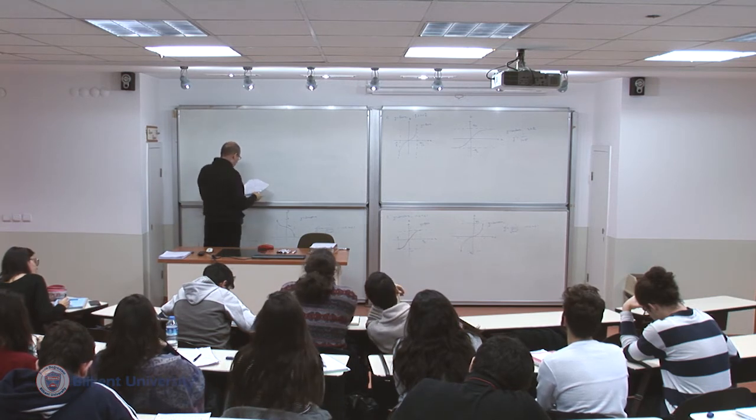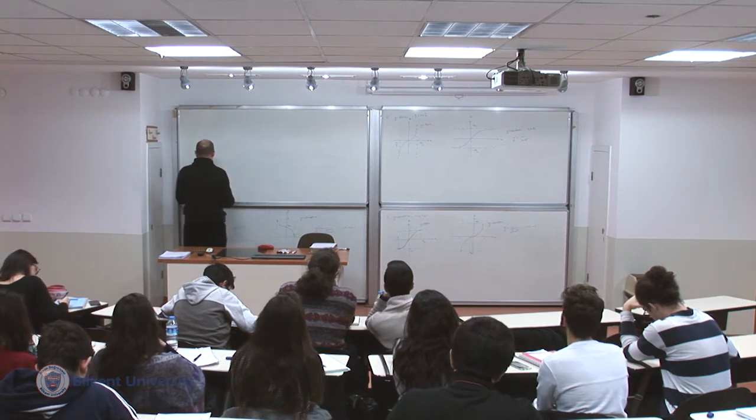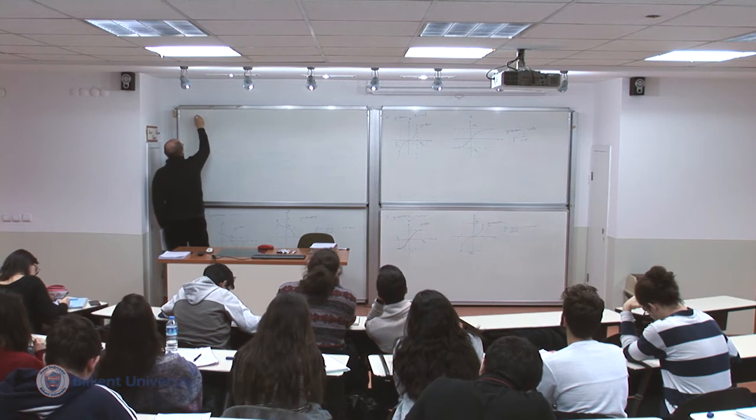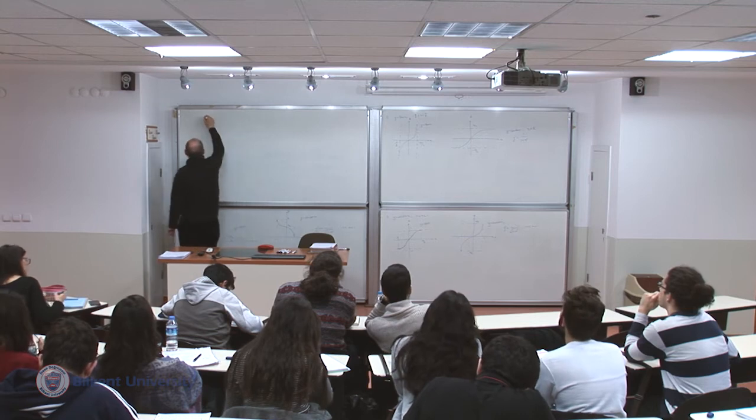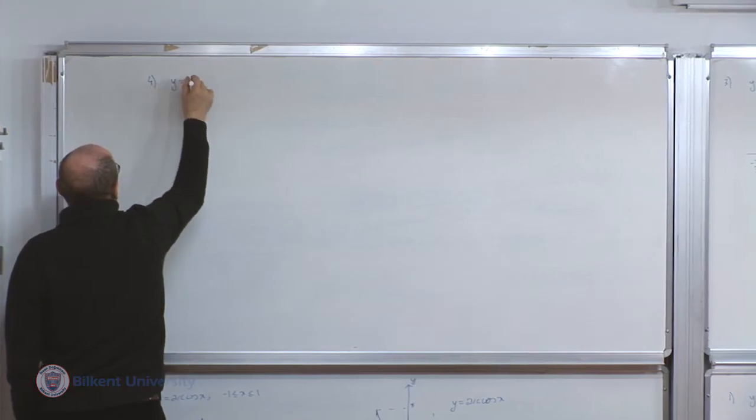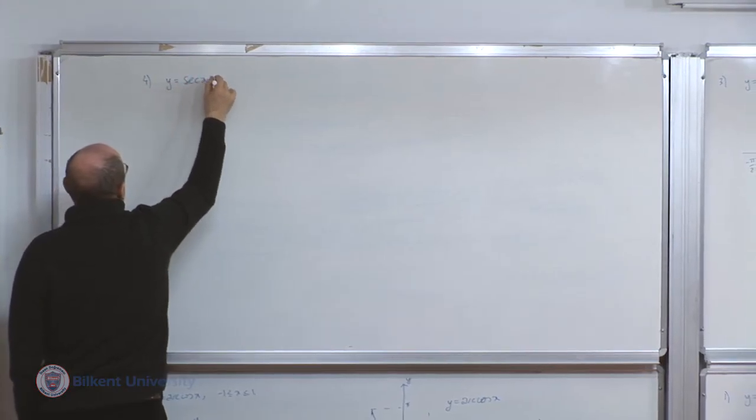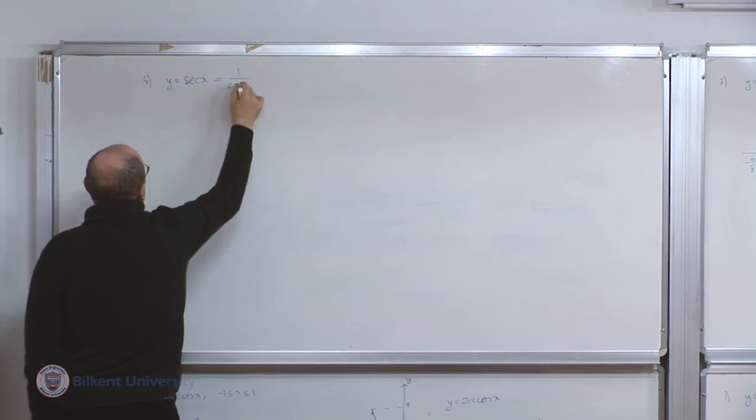So let us do the second one, which we did not finish last time. Let me see, I have the picture here. So this is what the numbers are. Y equals secant x. Remember that this is 1 over cosine x.